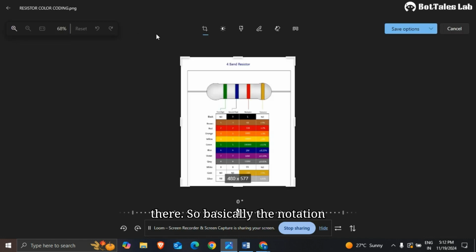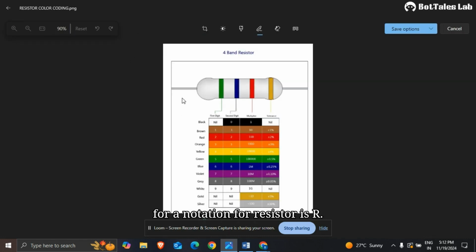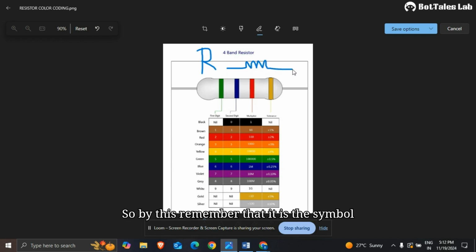The notation for a resistor is R, and the resistor symbol is like this. You will see in circuits many times that this symbol will be there. So by this, remember that it is the symbol for resistance.